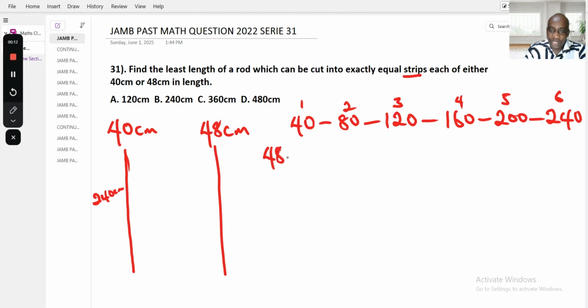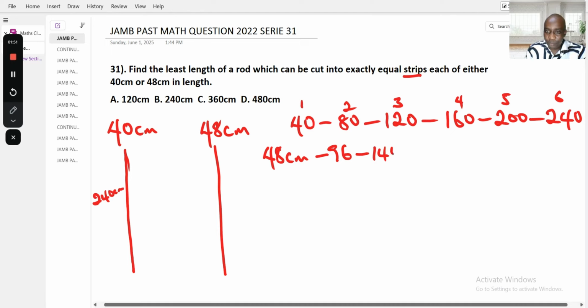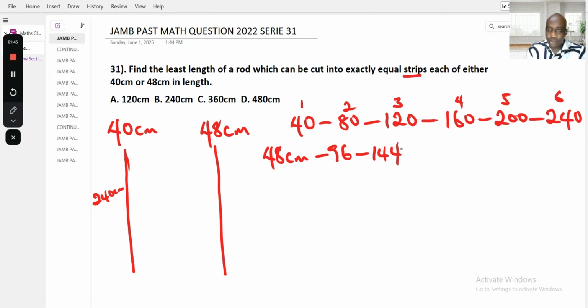If you cut 48, this is 48. 48 plus 48, let me use the calculator for that one. 48 plus 48 gives me 96. 96 plus 48 again gives me 144. 144 plus 48 gives me 192. 192 plus 48 gives me 240.